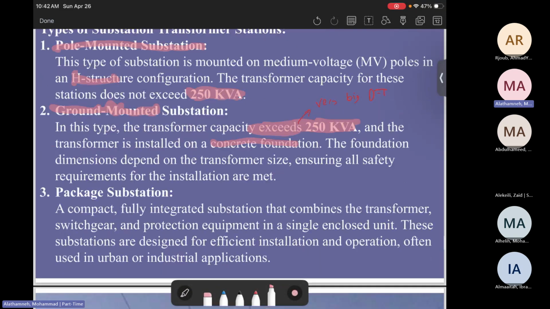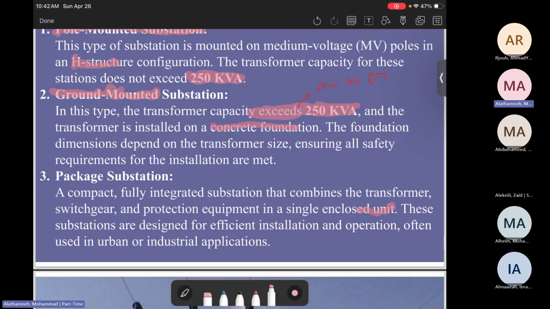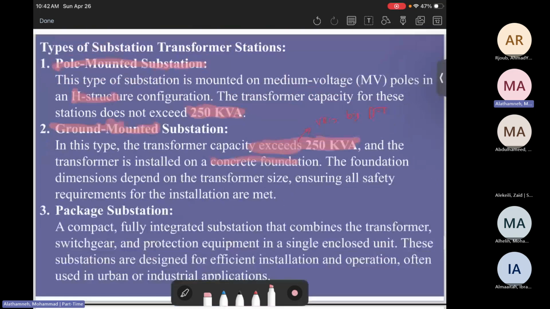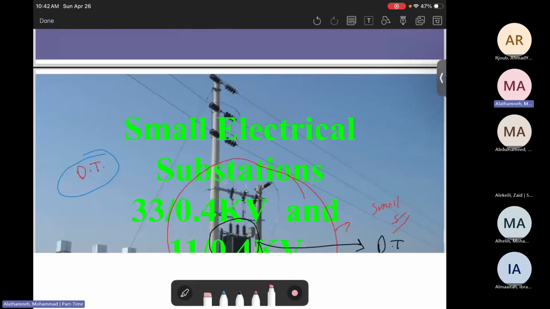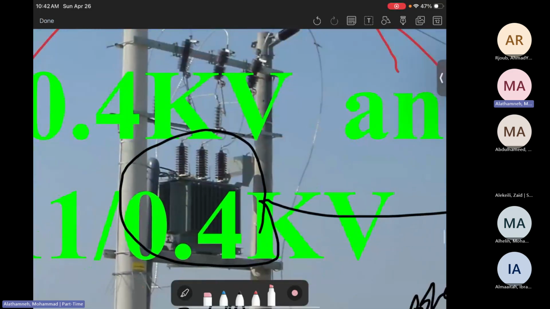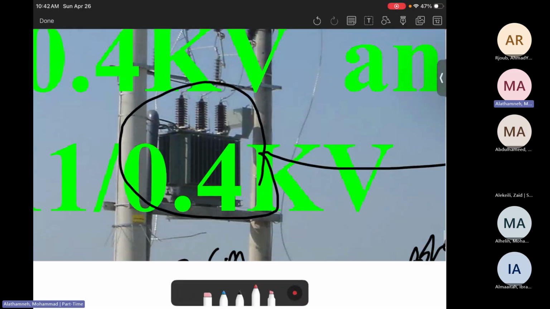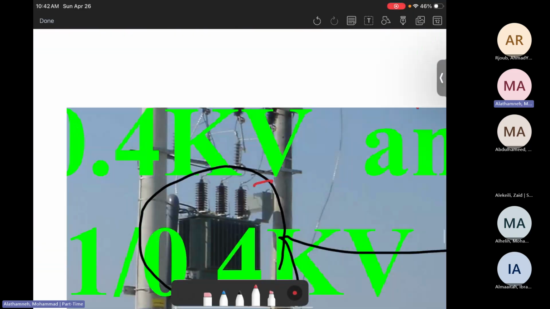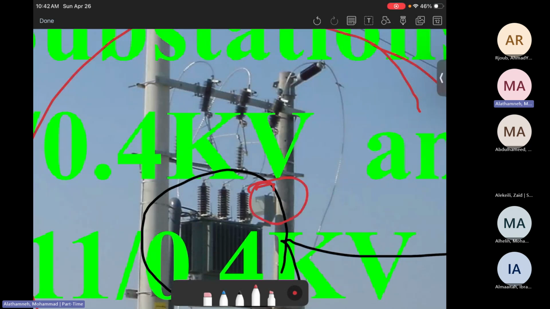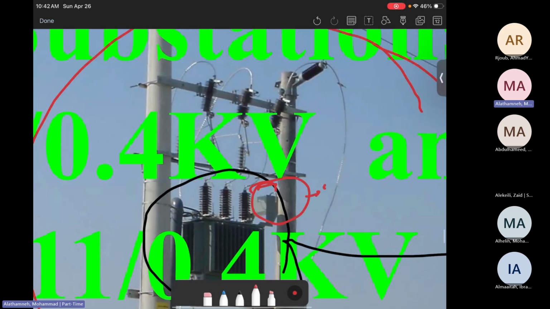There is a third one, which is the package substation, which is a fully integrated substation that combines the transformer, switchgear, and protection equipment into a single enclosed unit. These substations are designed for efficient installation. So you will not see the distribution transformer alone. You will also see what we call a switchgear panel, like this. I believe it should be somewhere here. We just call it the switchgear.